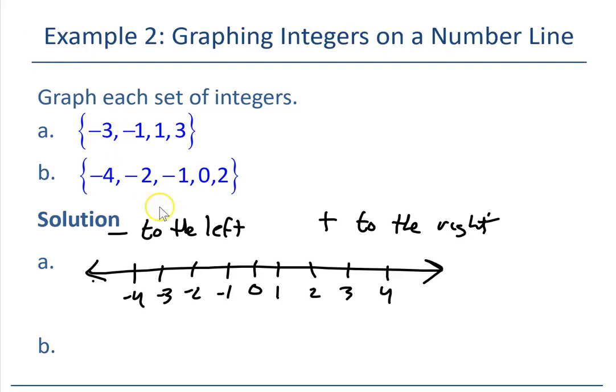Okay, well, we've got -3. There is that right there. How about -1? That there. A 1, and then a 3. And notice all of these are opposites of each other.